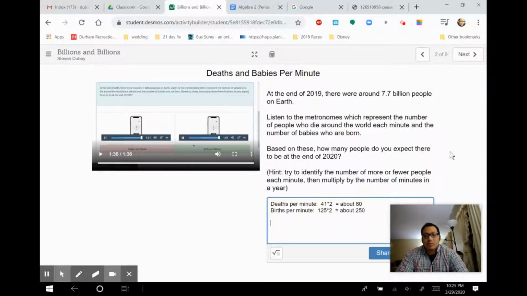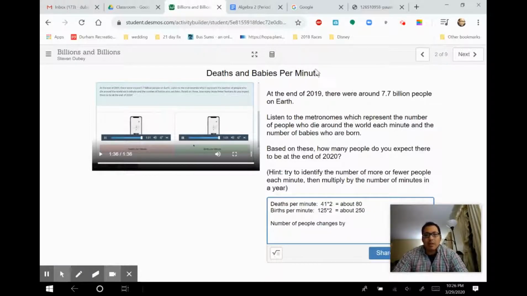So, what does this mean? Well, every minute, about 80 people die, right? And about 250 people are born. So the number of people in the world changes by, let's see, no, I want to do 250 minus 80, right?